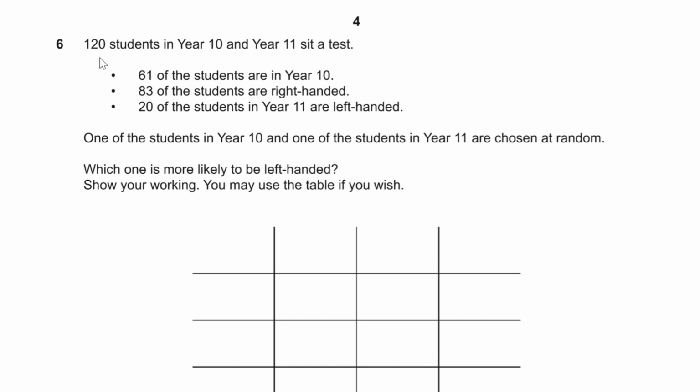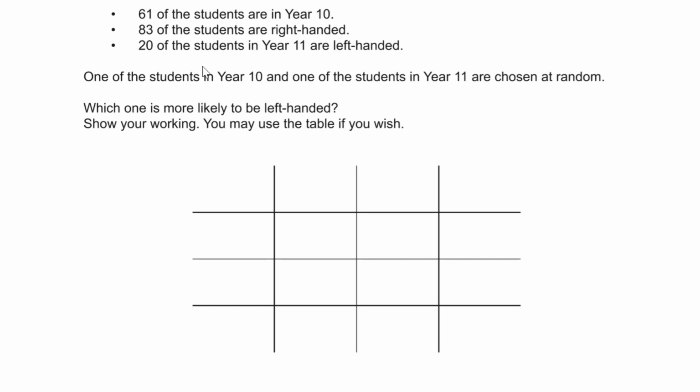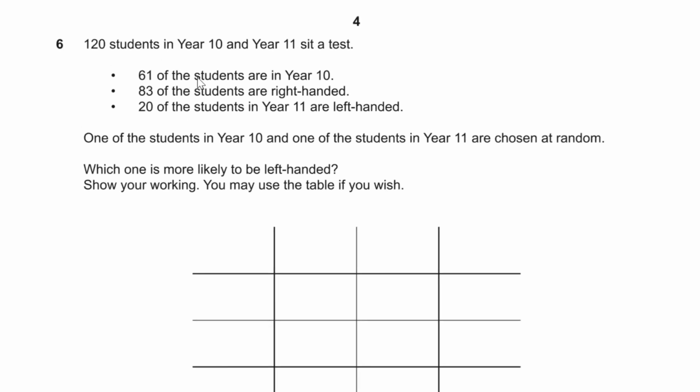Question number 6. 120 students in Year 10 and Year 11 sit a test, and 61 of the students are in Year 10, 83 of the students are right-handed, 20 of the students in Year 11 are left-handed. One of the students in Year 10 and one of the students in Year 11 are chosen at random. Which is more likely to be left-handed? Show your working. You may use this table if you wish.